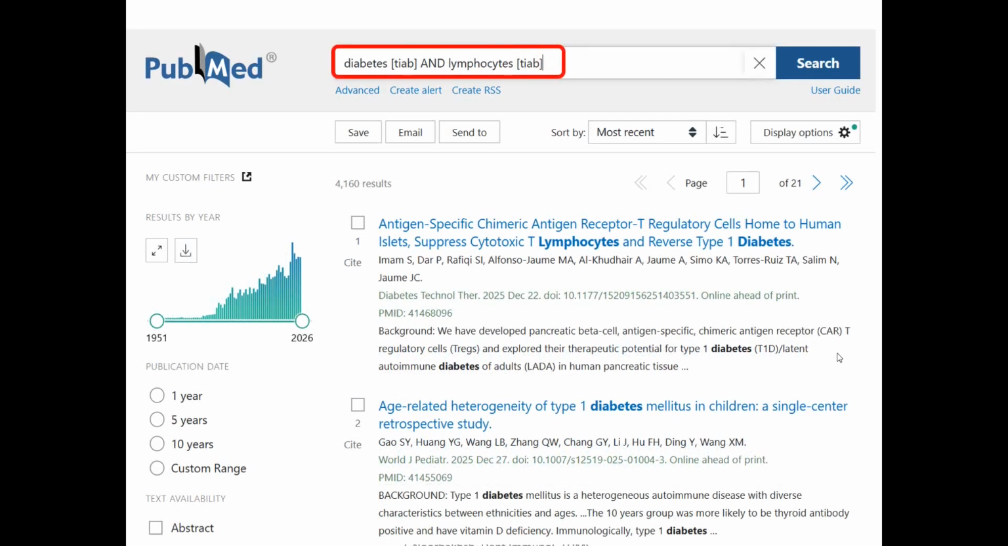So I can do it this way. I can use TIAB, or title/abstract, so that the word can be found either in the title or abstract. And this sort of decreases my specificity but increases the sensitivity. And I get 4,000 articles in here.